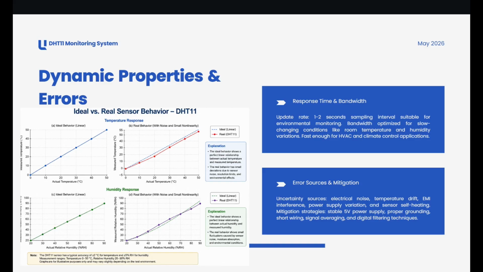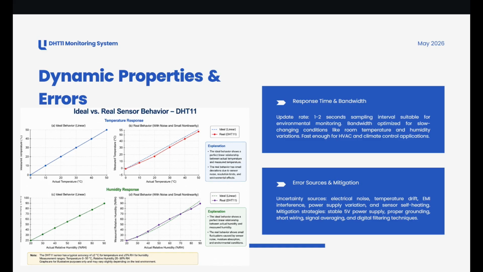The response time and bandwidth. The update rate is a 1 to 2 seconds sampling interval, suitable for environmental monitoring. Bandwidth is optimized for slow changing conditions like room temperature and humidity variation. But this is fast enough for HVAC and climate control applications.